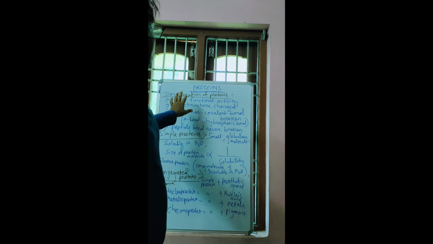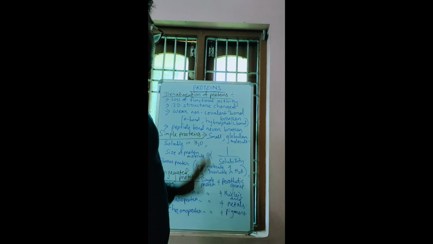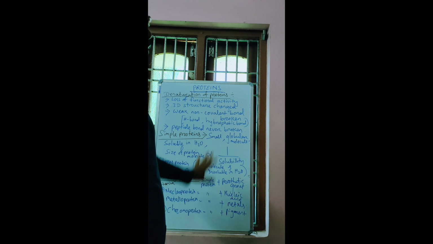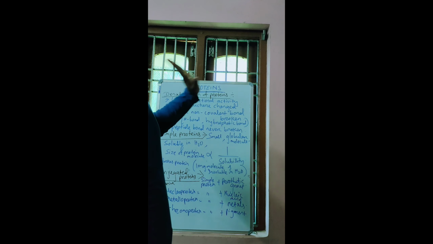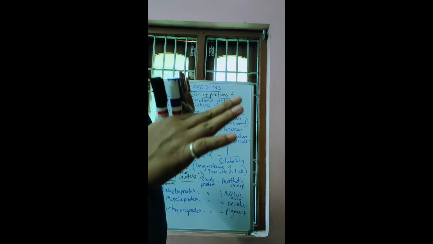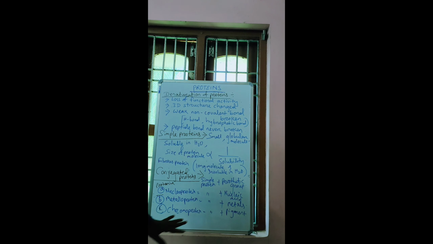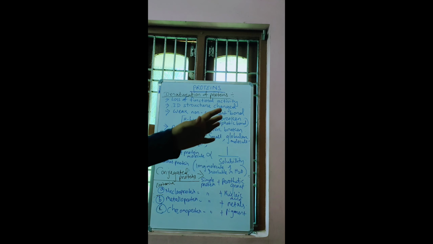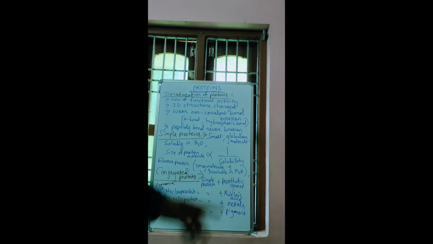When does the denaturation of proteins take place? What is the meaning of denaturation of protein? Denaturation has generally 3 characteristics. First, the protein loses its functional activity. If the protein loses its functional activity, then we say denaturation of the protein.